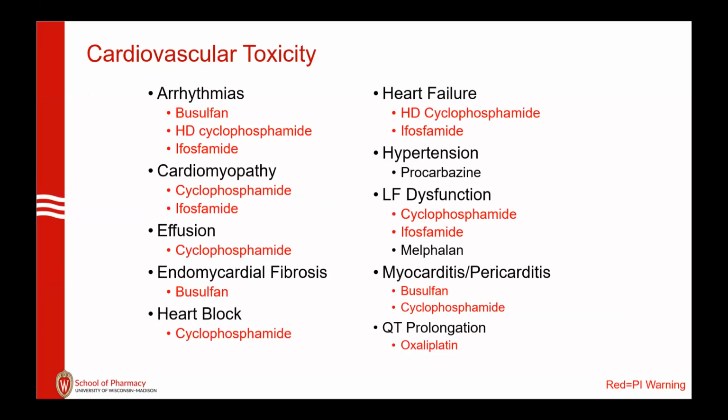Cardiovascular, as I mentioned before, is very diverse. So you can have hypertension, you can have effusions, you can have heart failure. With high dose cyclophosphamide, early on we dosed 90 milligrams per kilogram, and with that dose, this is for bone marrow transplant, 5% of patients ended up with heart failure. So that was deemed too high, and the dose has been dropped since.